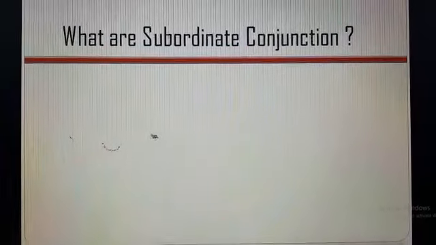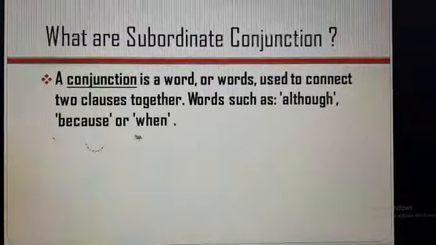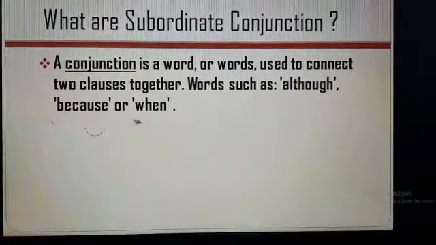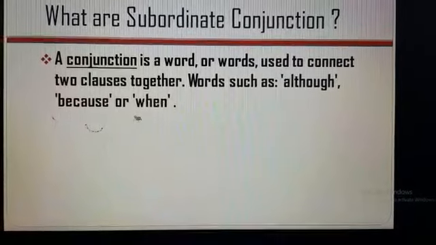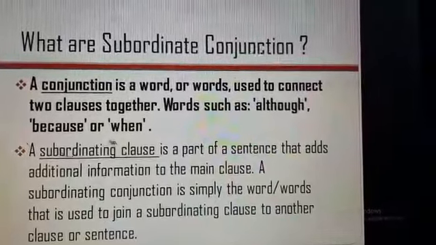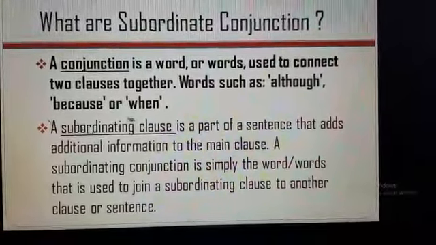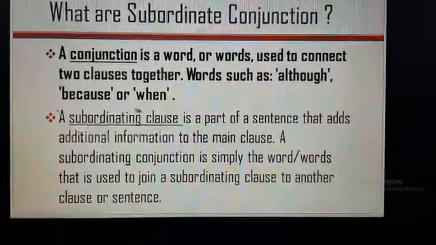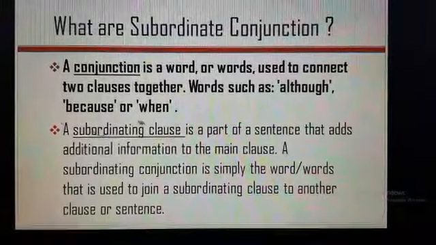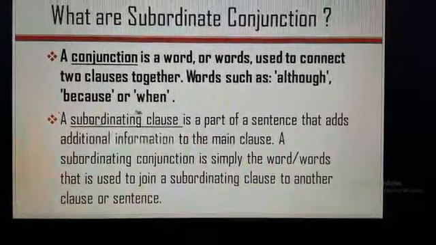What are the subordinate conjunctions? First, a conjunction is a word or words used to connect two clauses together, words such as although, because, or when. And the subordinate clause is a part of a sentence that adds additional information to the main clause. A subordinate conjunction is simply the word or words that is used to join a subordinate clause to another clause or sentence.